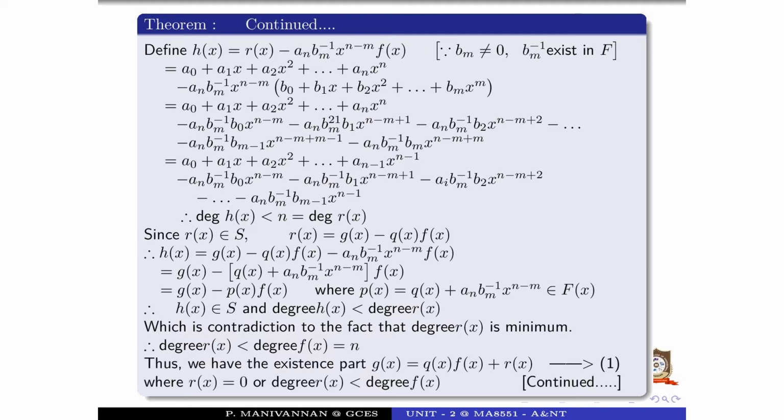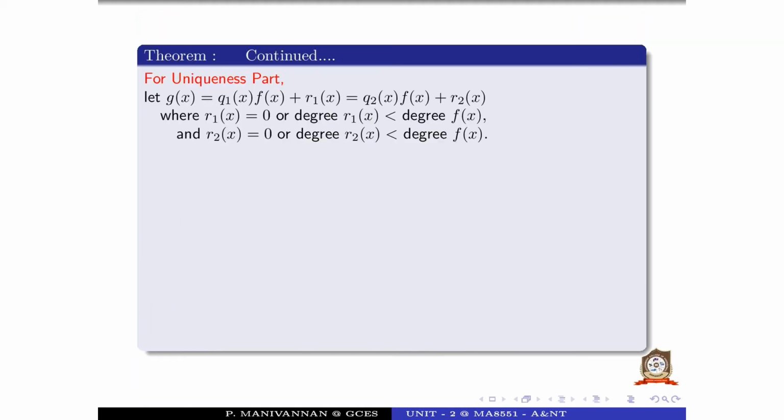Thus we have the existence part, g(x) = q(x)f(x) + r(x), where r(x) = 0 or degree of r(x) is less than degree of f(x). For the uniqueness part, let us assume g(x) = q1(x)f(x) + r1(x) = q2(x)f(x) + r2(x).